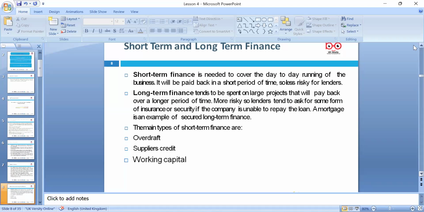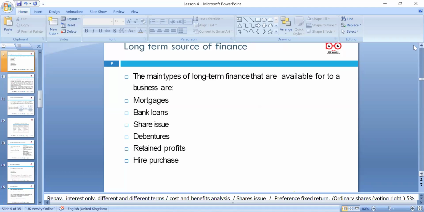In terms of short term finance, there is overdraft, so you have to look at supplier credit and working capital credit. Long term sources of finance, as we mentioned, are mortgage, bank loan, share issue, debentures, and retained profit. The previous year's profit we can use to meet the requirement if we need the money.